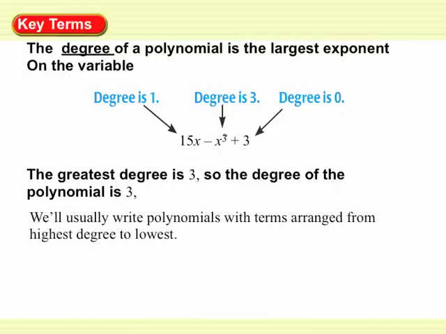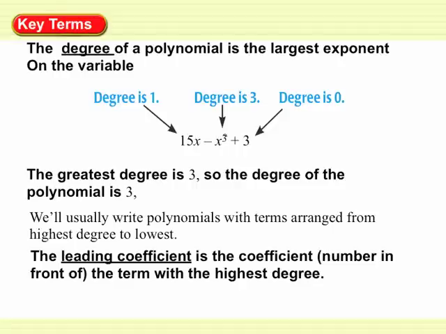Normally when we write polynomials, we'll write the terms arranged with the highest degree one coming first and the lowest degree one coming last. This will be helpful as we go to add and subtract polynomials and when we start to work with polynomial equations and solving them.